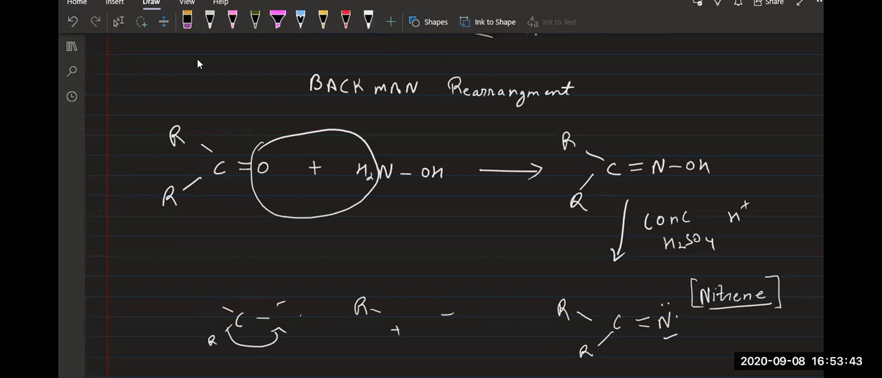Now, isn't it the same case? I'm just using the concept that you have studied. That's it. I'm not teaching you anything new. So since it is an electron deficient atom, I can say that this R will shift over here. Or better, I'll just write it like this.